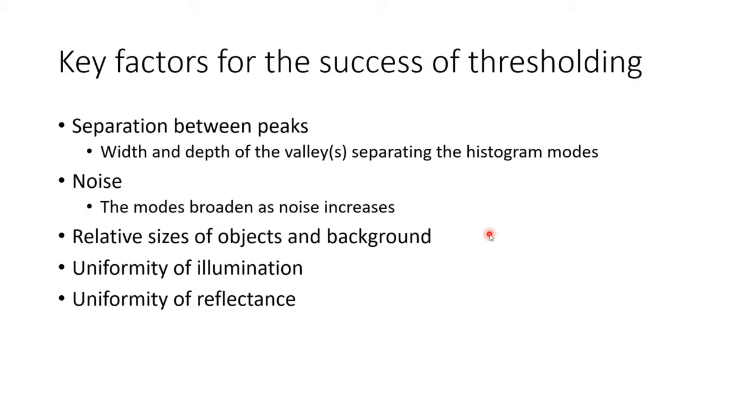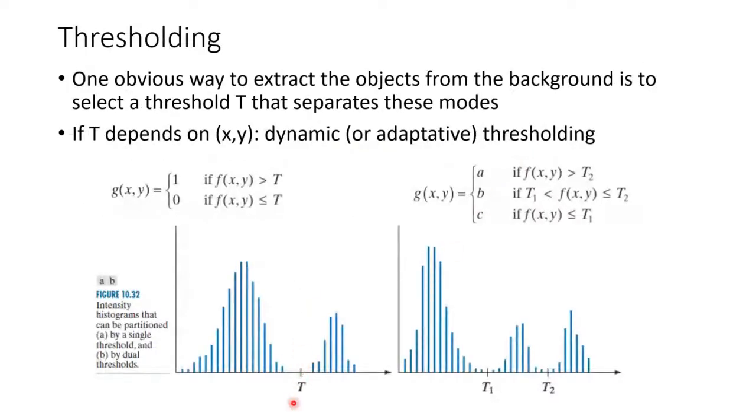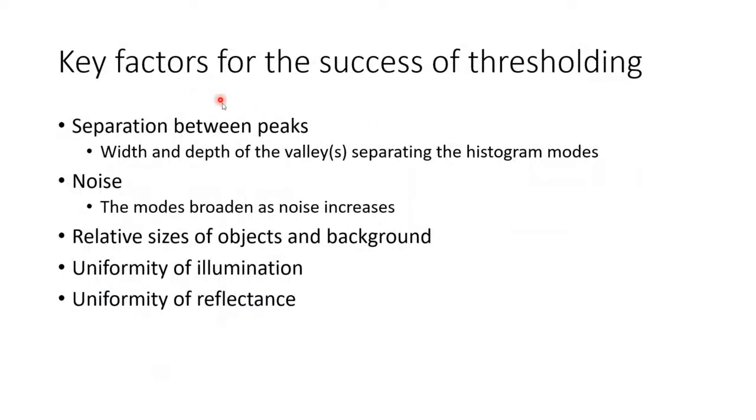So, some key factors for the success of thresholding. You probably have guessed that the separation between peaks is very important. Basically, the width and depth of the valley separating the histogram modes is what dictates a good threshold separation. So this should be very well defined. If you have very well defined distributions of intensities, be it 2, 3, or n intensity distributions, that's a factor for the success of thresholding.